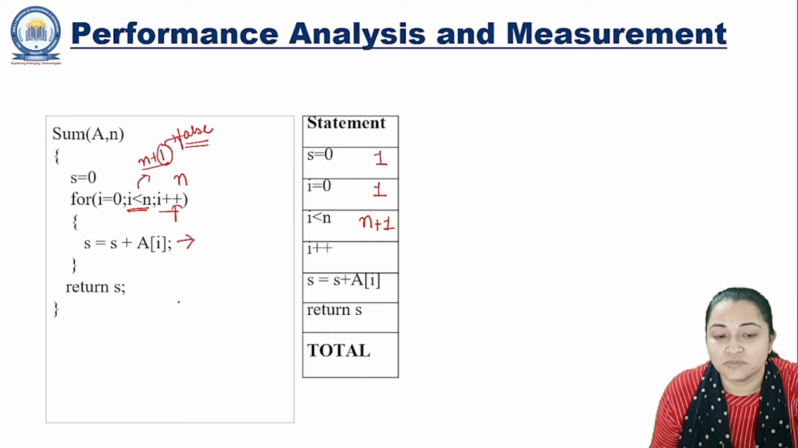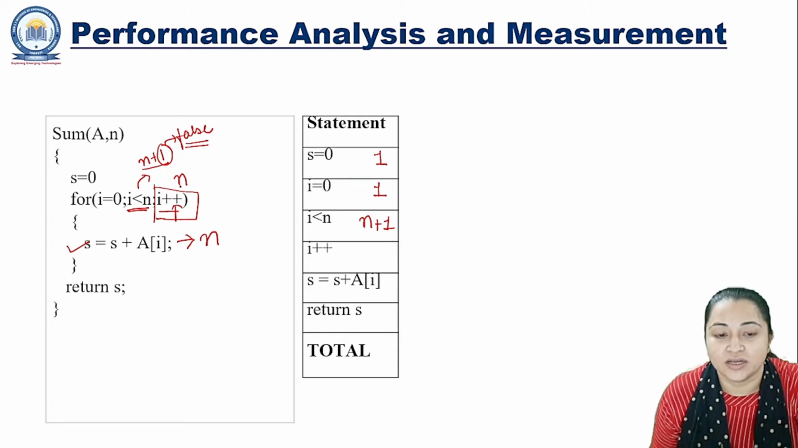Also, this statement will not be executed after the condition becomes false. That's why your i plus plus statement will run only n times, and the statement inside the for loop will also run how many times? n times.